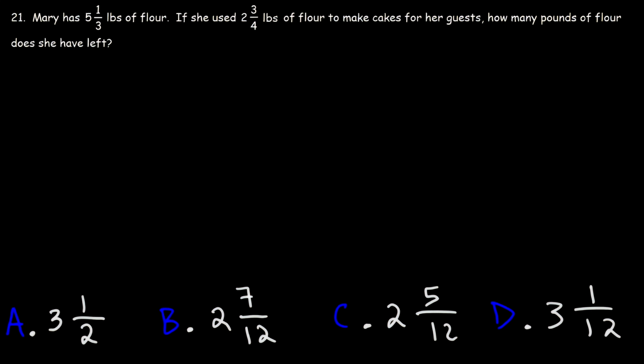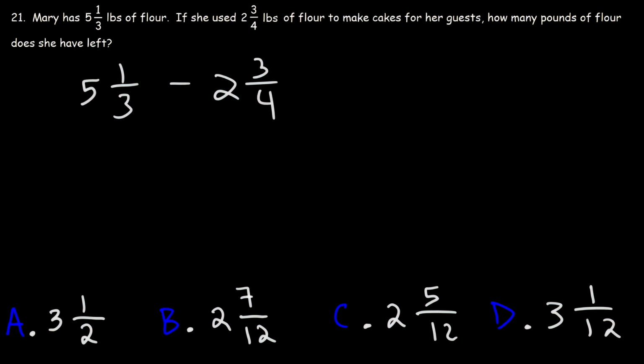21. Mary has 5 1/3 pounds of flour. If she used 2 3/4 pounds of flour to make cakes for her guests, how many pounds of flour does she have left? So basically, what we need to do in this problem is subtract. So she had 5 1/3. She used up 2 3/4. So the amount that she's going to have left over is the difference between these two numbers.